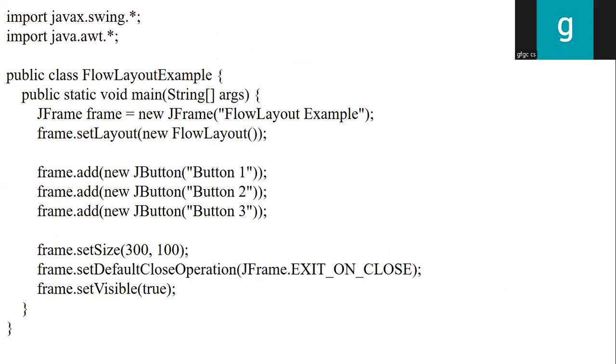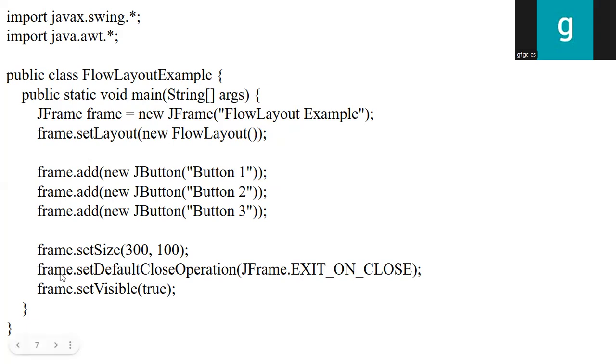Here I have imported the Swing package and AWT package because I want to add components. I have created a frame called flow layout example. For this frame I have set the layout as new FlowLayout. In this frame, frame.add, I have added three buttons called button 1, button 2, and button 3.